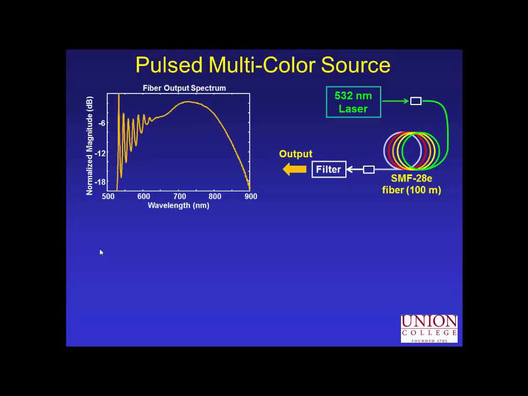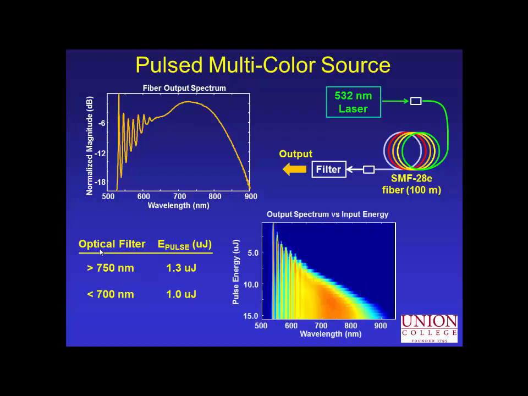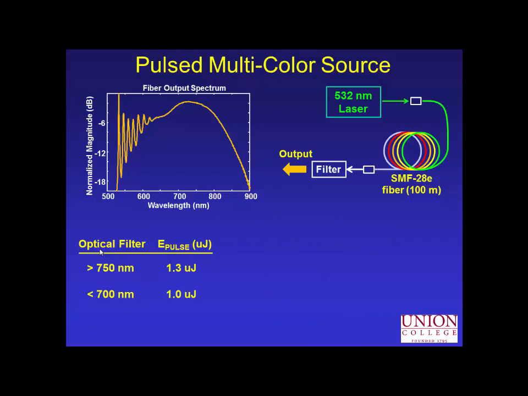If you measure the spectrum coming straight out of the fiber, it looks something like this. You have your initial 532 here. You get a few discrete lines due to stimulated Raman scattering. And then you get this broad continuum due to four-wave mixing, peaked at about 725 nanometers. In terms of energy, if we picked a filter that let through anything greater than 750 nanometers, you get about 1.3 microjoules.